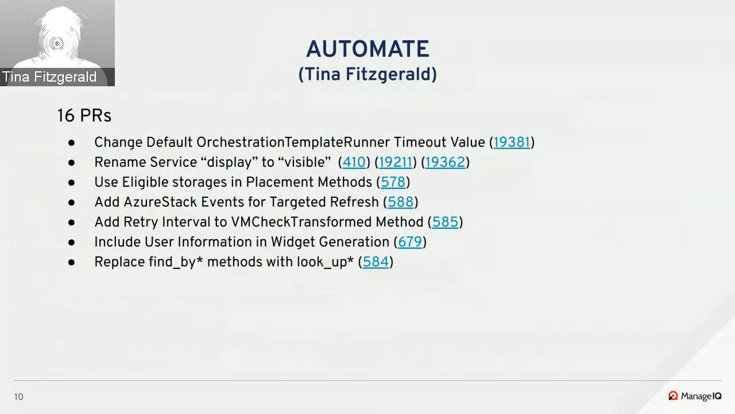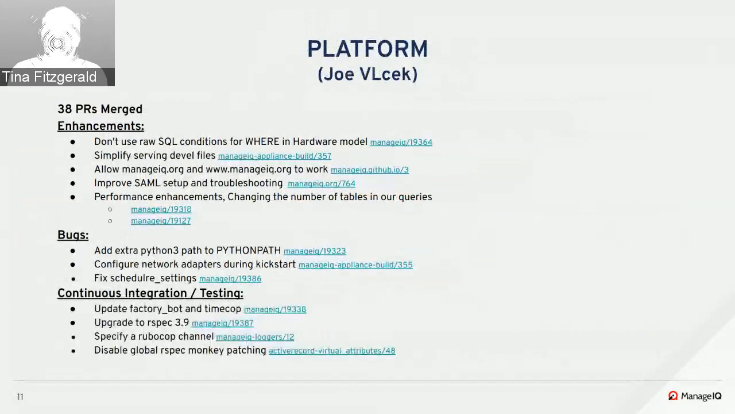As part of the ongoing effort to deprecate the find by methods, Jay modified a few automate methods that were using the find by to use the new lookup by methods. That's it for automate. Next slide, and over to Joe. Thank you, Tina. This sprint, 38 PRs were merged across the platform space.